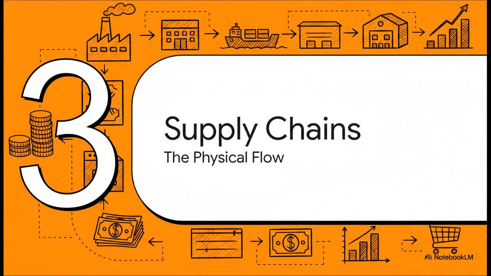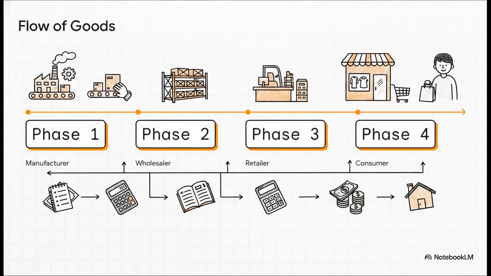Okay, Section 3, business activities and supply chains, focusing on the physical flow. To really grasp what's being tracked here, we have to anchor these concepts in physical reality. If you follow the flow of goods, you'll see an item move from the manufacturer to the wholesaler, then the retailer, and finally to the consumer. And here's the key. Every single stage in this chain adds value to the product. Accounting rigorously tracks the markup and the precise costs added at every single jump.